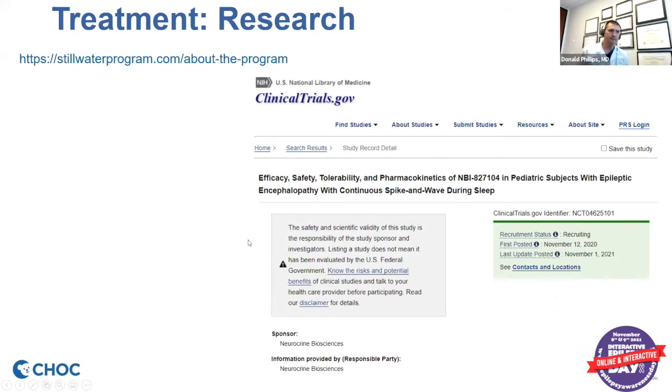And then there are multiple research trials. We are a part of one that I've listed here, which is a new pharmacologic agent, a new medication, a potential medication used in what they're calling in the trial epileptic encephalopathy with continuous spike and wave during sleep. This website here, the stillwaterprogram.com, about the program is a link to the study. And of course, we all know about it as well. We are enrolling now. And so this is a very promising potential therapy, and there are others on the horizon as well.